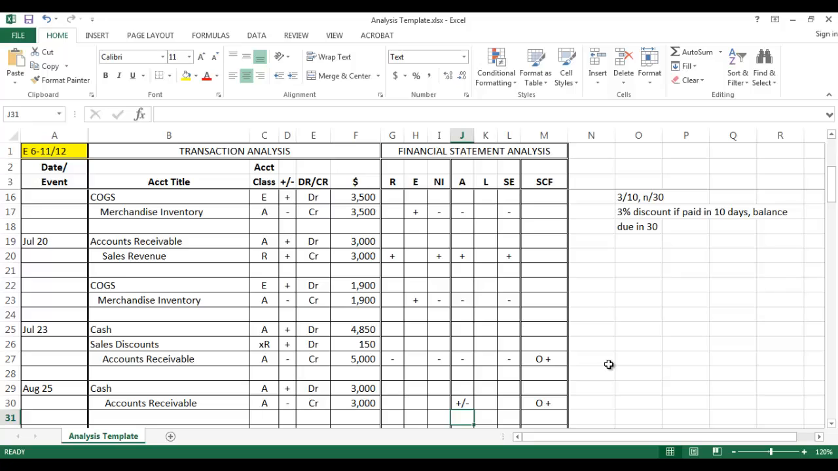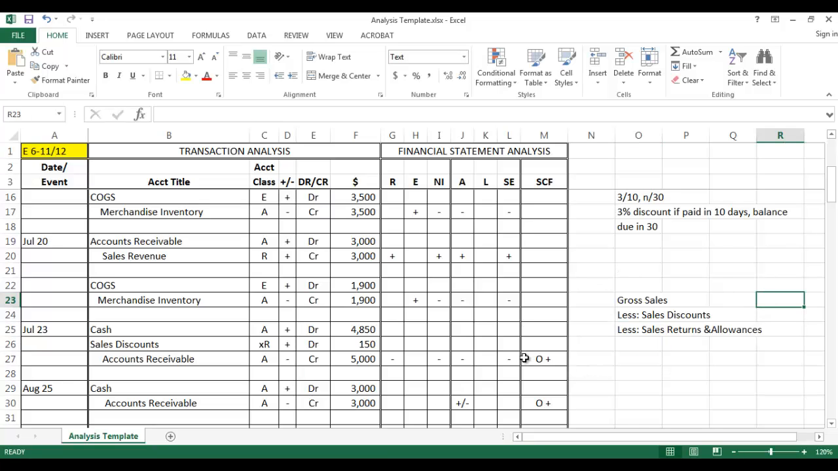Now, if we think back to technically what was 6/11 here, we wanted to come up with a net sales number for these 2 months. Well, net sales, if you recall, is gross sales less sales discounts, less any sales returns and allowances.